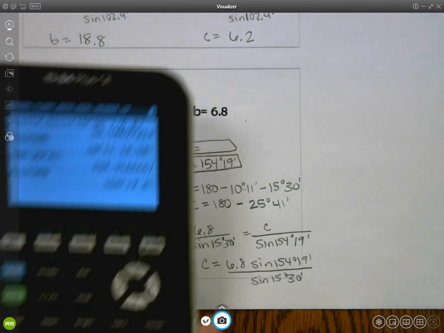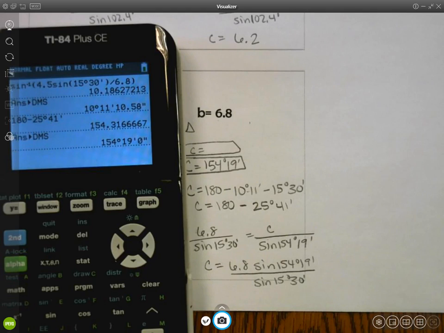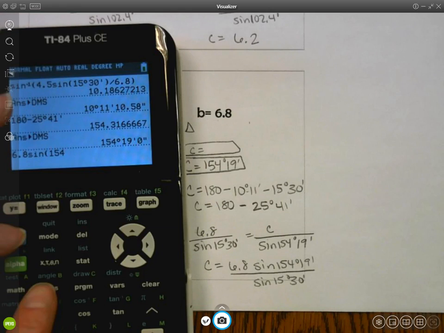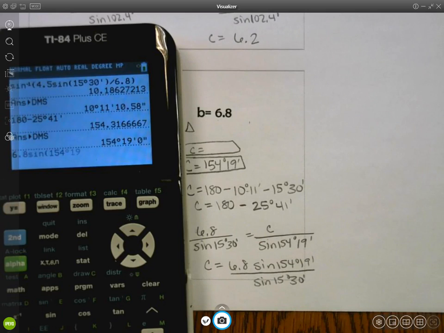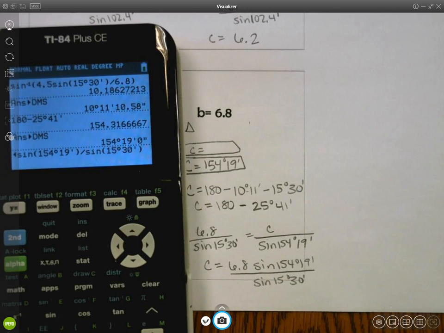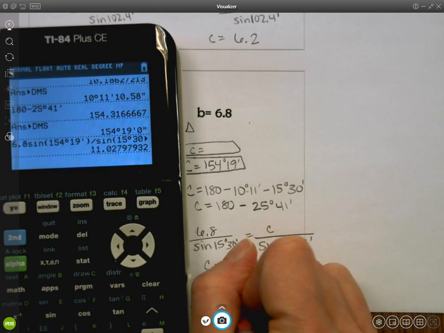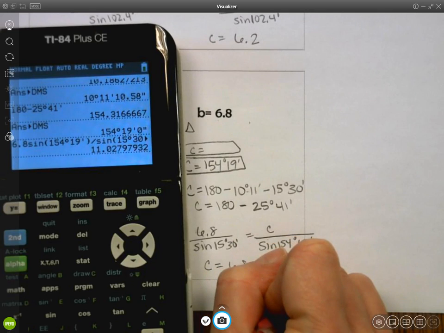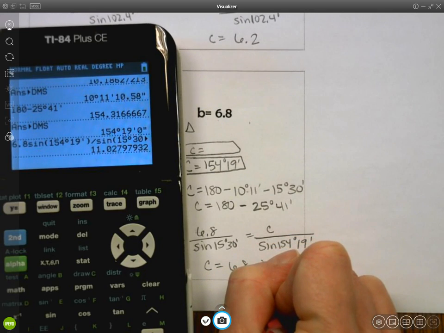Okay, so in my calculator, we want 6.8 sine 154 19 divided by sine of 15 30. And we get 11.0.